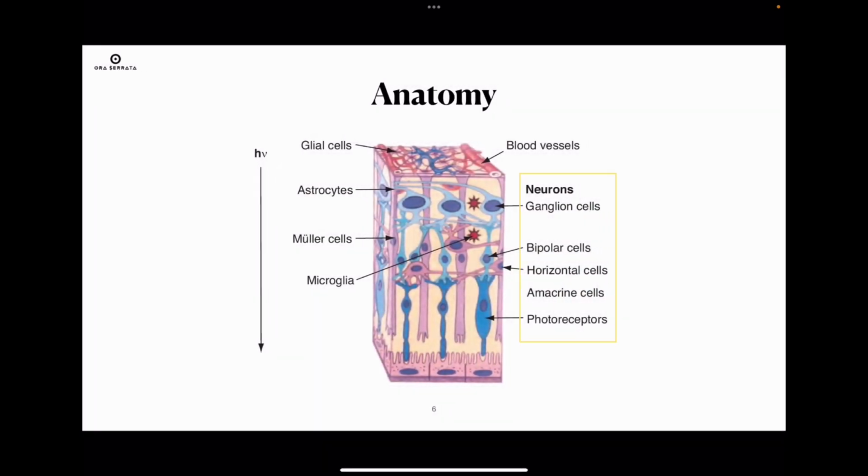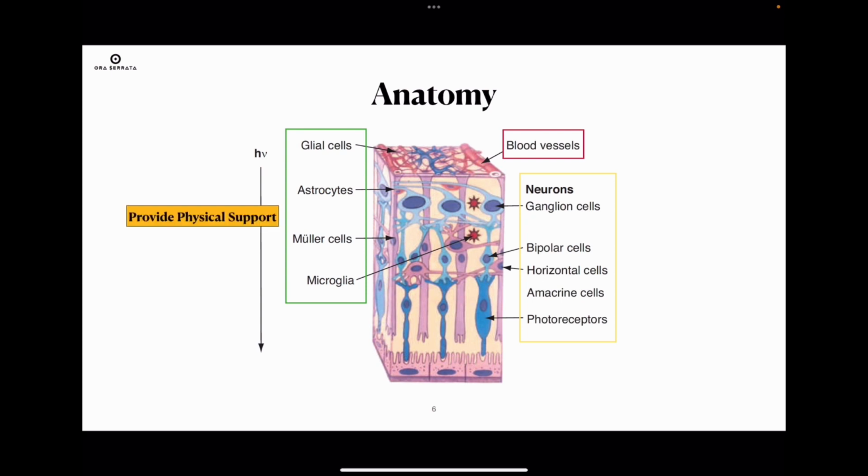The neurons are mainly your ganglion cells, the bipolar cells, horizontal cells, amacrine cells, and the photoreceptors. The glial cells are the astrocytes, the Mueller cells, and the microglia. And the blood vessels are part of the vascular cells.